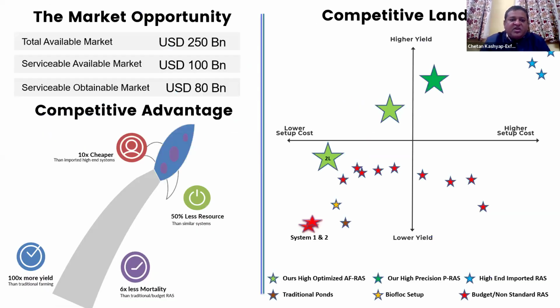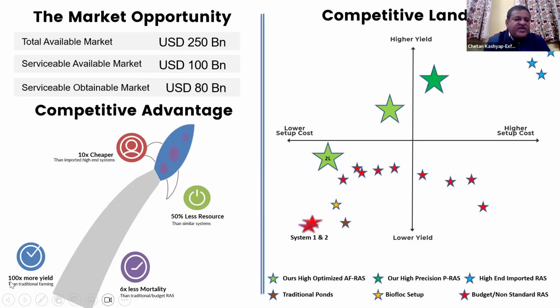Okay. A lot of people ask why RAS. So this is the market scope. It's a very big market. A lot of people say, why don't I invest in farms. RAS has its own limitations and its own advantages. I'm not saying RAS is the solution for everything. There are things where traditional ponds are better than RAS. There are some fish we cannot do in RAS. But if you look at the competitive advantage, this is how RAS looks.